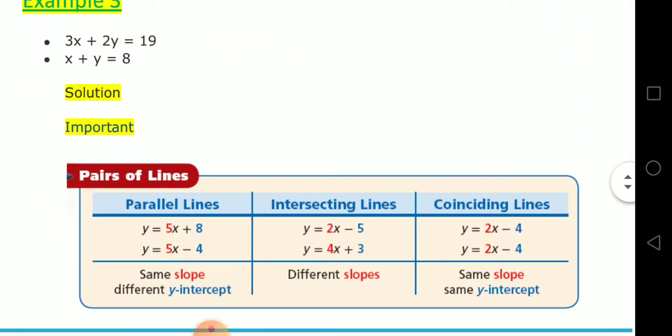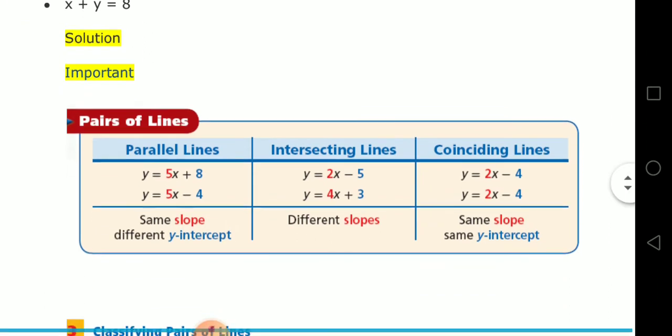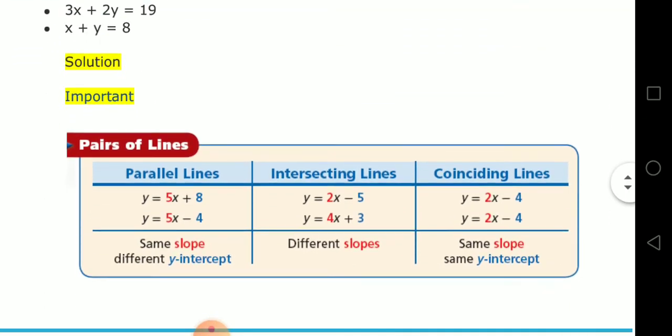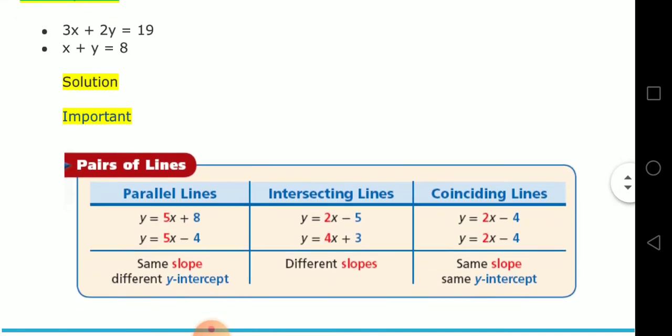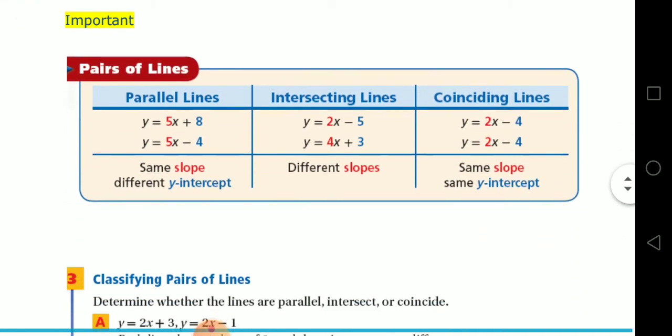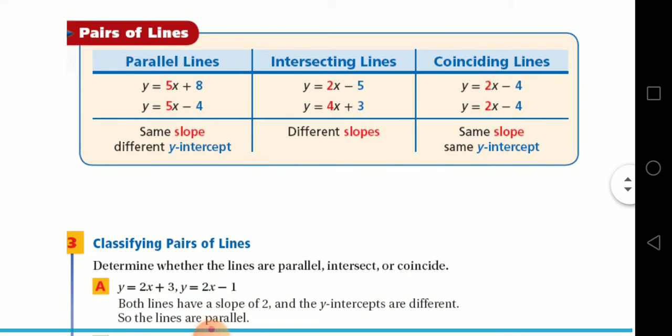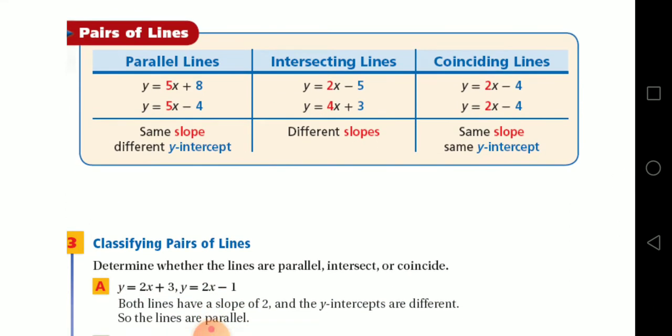Okay, guys, I have another one here. If I ask you: 3x plus 2y equals 19, x plus y equals 8. This is another one: pairs of lines. Okay, let's have this one.